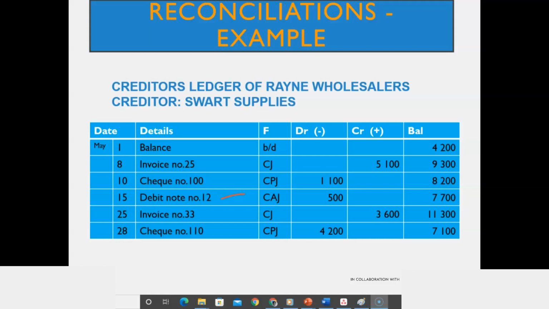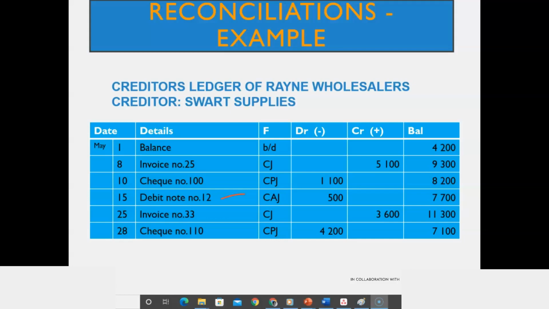And don't forget that allowances or returns affect us negatively. Kind of a good thing, the fact that they reduce what we're owing, but it's not, you get what I'm saying. So they are on our debit side. So since they are on the debit side, if we're owing 8,200, we'll say minus 500 Rand, and then we're left with 7,700.